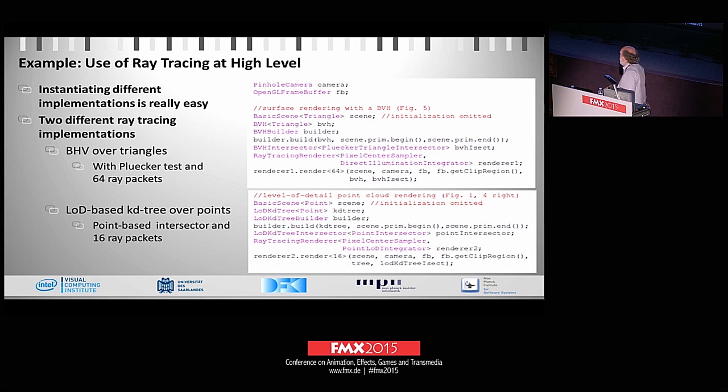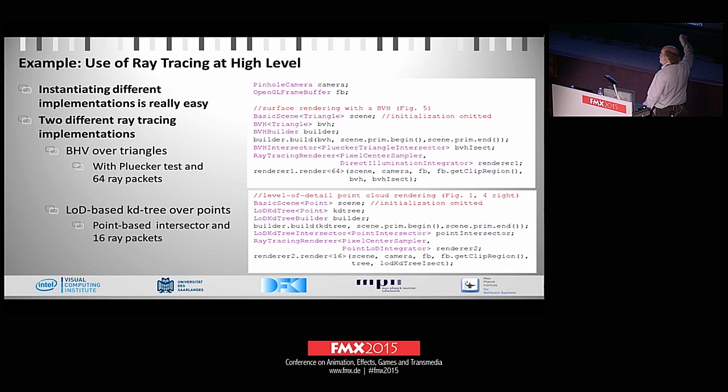And so the nice thing about that is at the high level, so in your main program, you could very easily configure very different ray tracers. Here you say, okay, I have a pinhole camera, maybe an OpenGL frame buffer. Let's say my scene consists only of triangles. I have a bounding volume hierarchy over triangles. I have a simple builder here, which I give all the scene triangles. It builds me that. I have an intersector which uses, for the triangles in the BVH, a Plücker triangle intersector. And then you have a ray tracing renderer where you define how you sample and how you do the integration. And then you simply said, okay, go ahead, render. And by the way, render with packets of 64 rays.